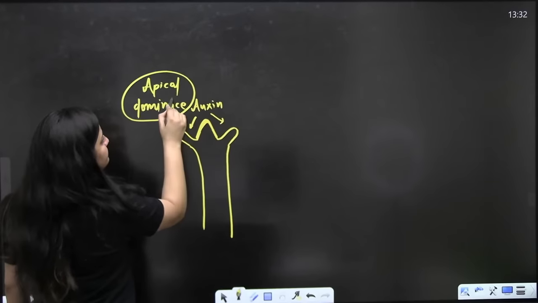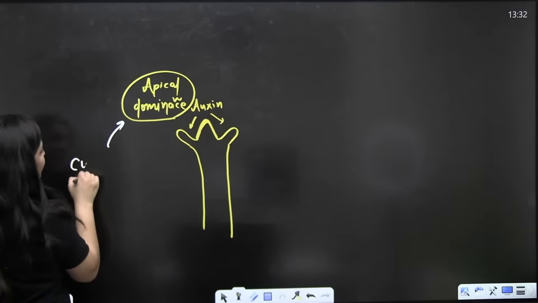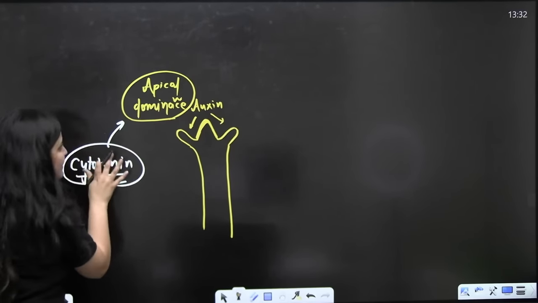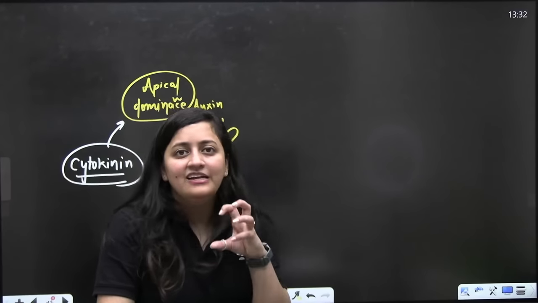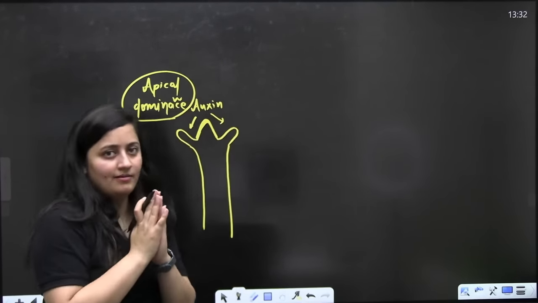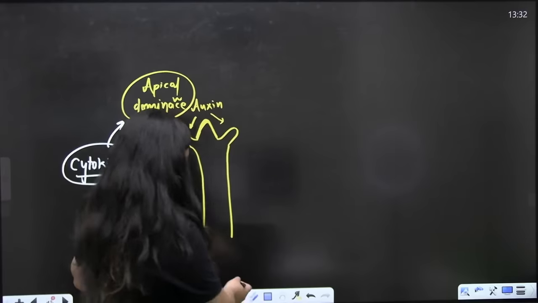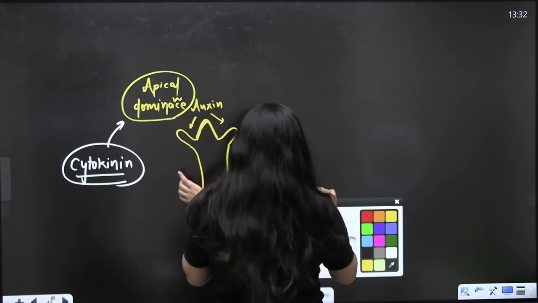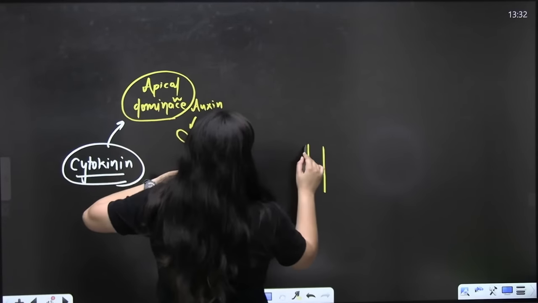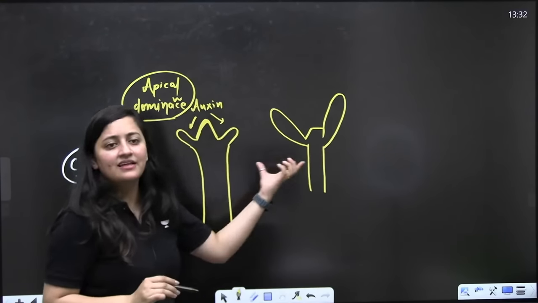But bache, cytokinin can inhibit, right? If we apply cytokinin, in that case lateral buds can grow. It is like a counteraction of the apical dominance, the cytokinin. So what we have to do if we want these lateral buds to grow, we have to remove its tip. We have to decapitate it. Then the lateral buds will grow.